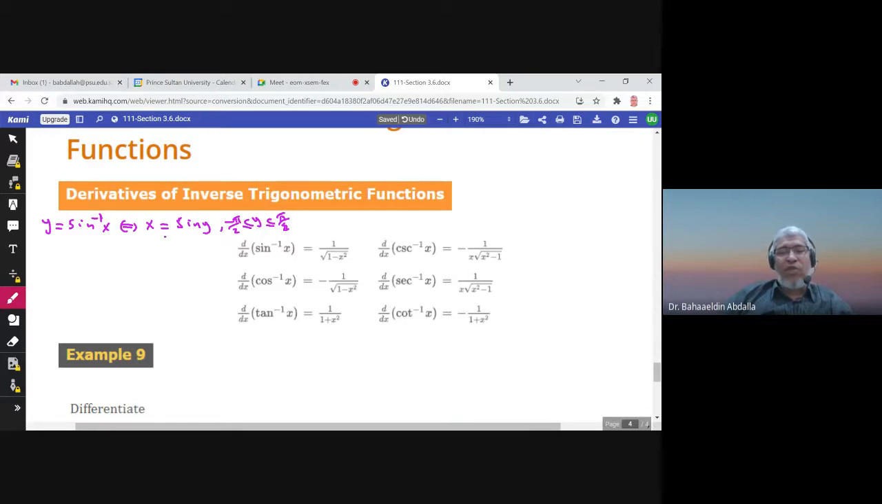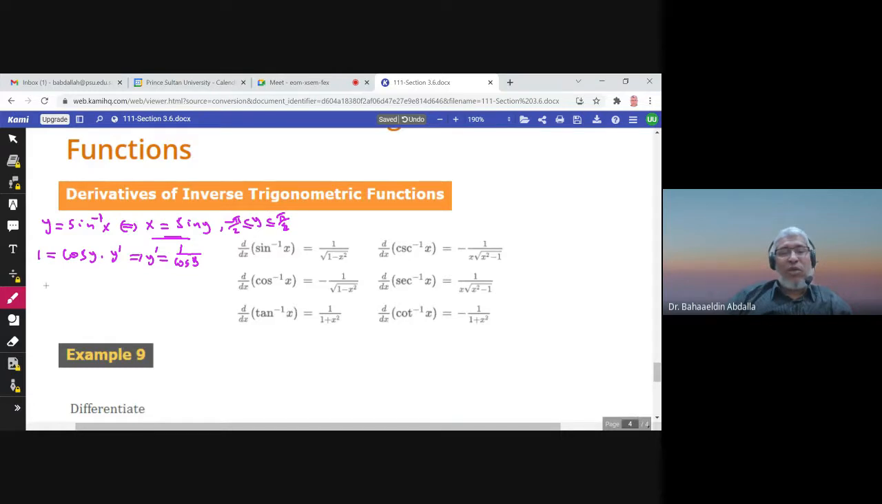Now, for this function, if I find the derivative with respect to x, then the derivative of x is 1, and the derivative of sine y is cosine y times y prime, using the chain rule. So y prime would be 1 over cosine y.